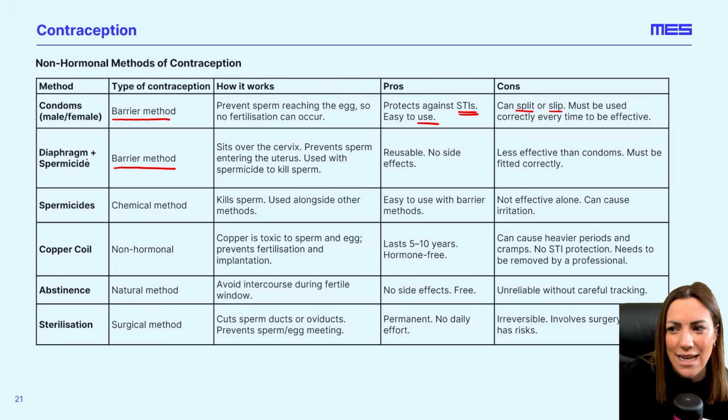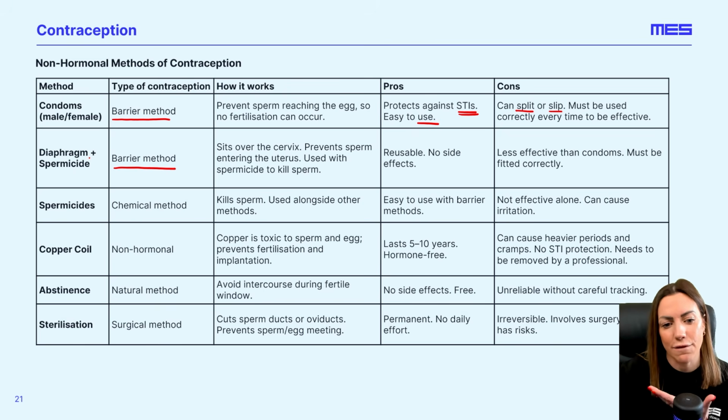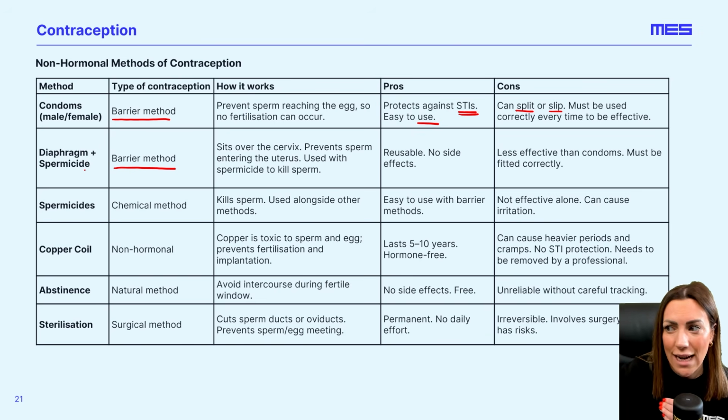Another barrier method, diaphragms, which go inside the female vagina and kind of sit over the cervix. And you can use diaphragms with spermicide as well. It's another barrier method because you're preventing the sperm from entering the uterus. So you're preventing the sperm from meeting and fusing with an egg cell. And if it's used with spermicide, it can make it extra effective because a spermicide is a chemical which kills sperm. Diaphragms are reusable, no side effects, relatively easy to use, right? And if used with spermicide, they can be very effective, but they are less effective than condoms. And again, they must be fitted correctly.